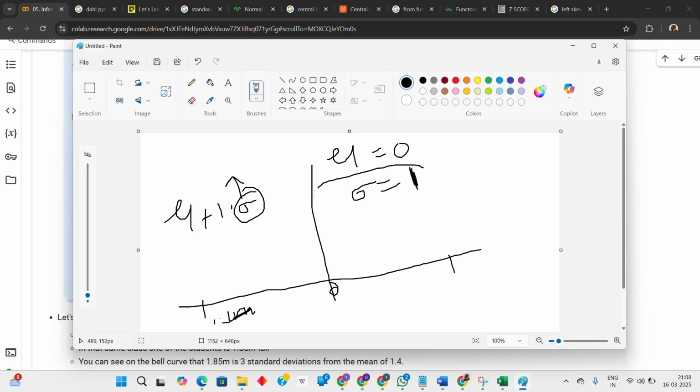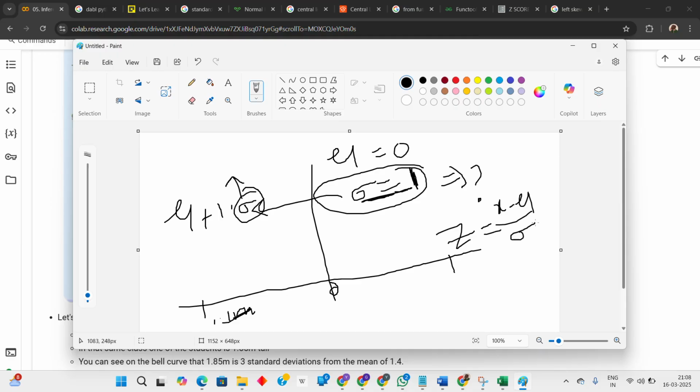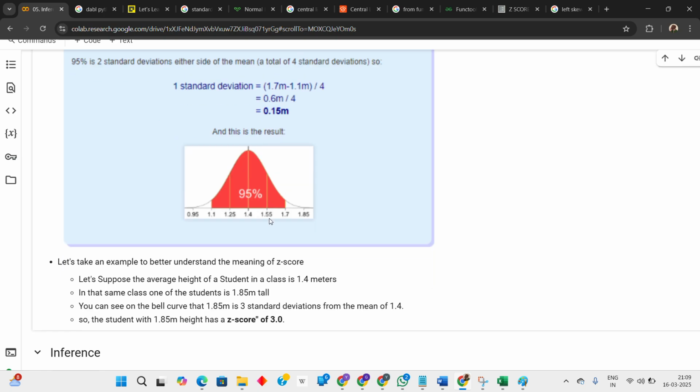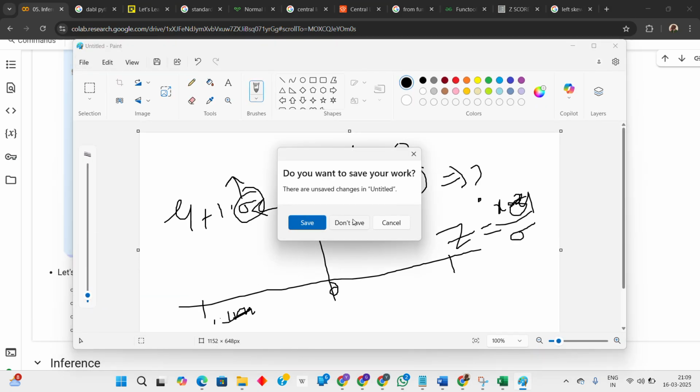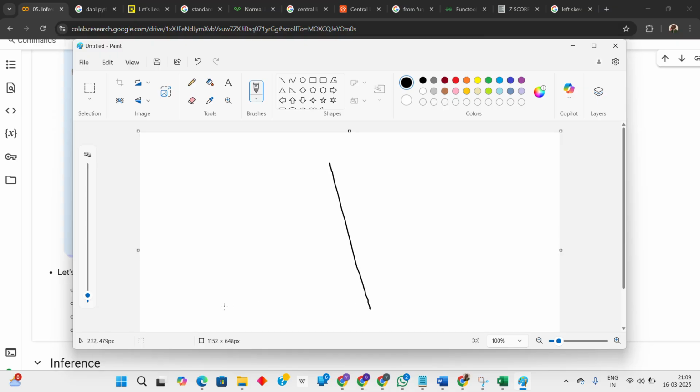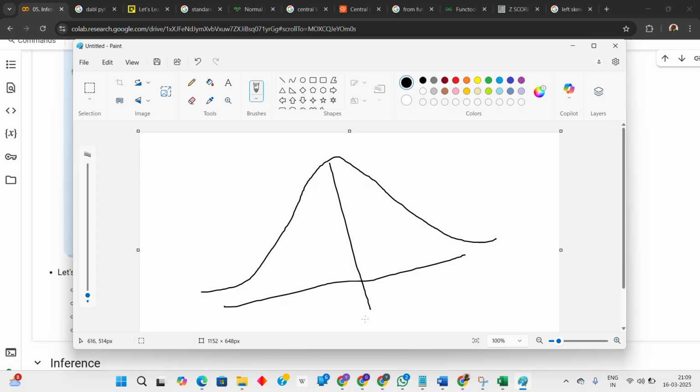Now we are estimating the standard deviation to be 1. How can we do this? The z-score tells us (x minus mu) divided by the standard deviation. Here the mu value will be 0, so by making mu 0 and the standard deviation 1, ultimately you will get the standard normal distribution, and it will look like this.